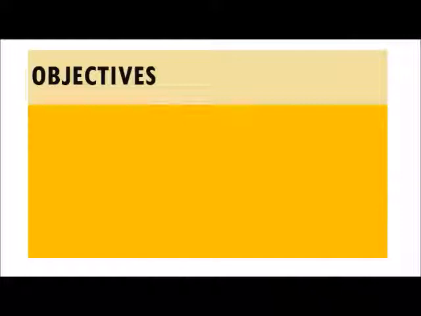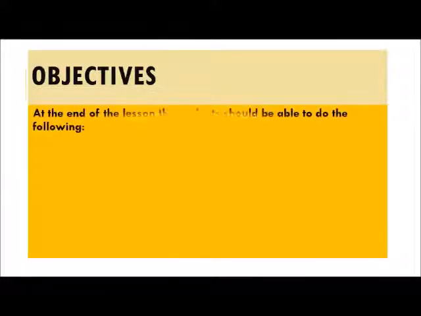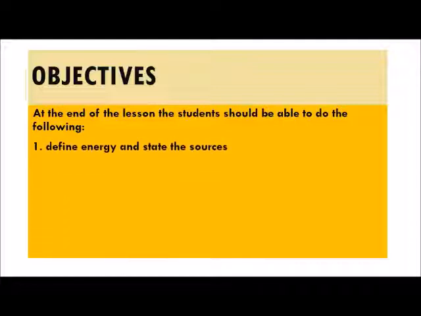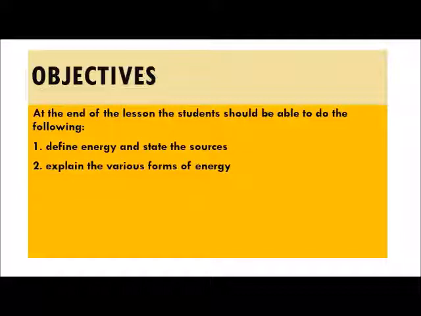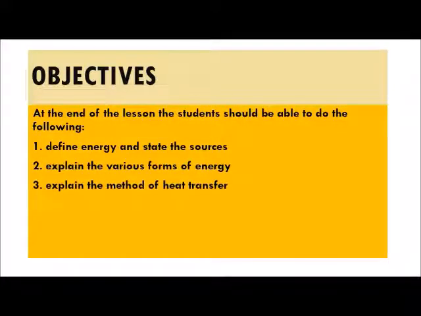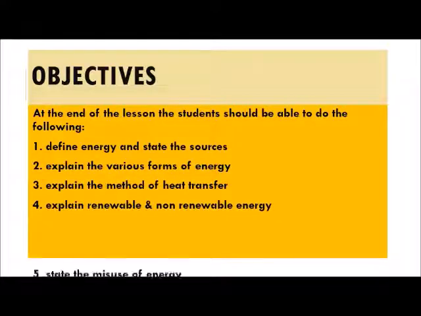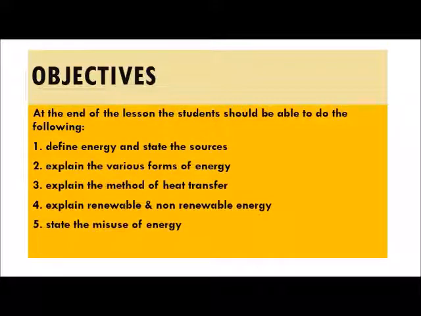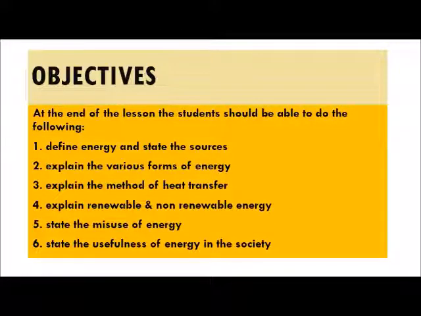Before we go into the lesson proper, let us look at the objectives. At the end of the lesson, the student should be able to do the following. 1. Define energy and state the sources. 2. Explain the various forms of energy. 3. Explain the methods of heat transfer. 4. Explain renewable and non-renewable energy. 5. State the misuse of energy. And 6. State the usefulness of energy in the society.